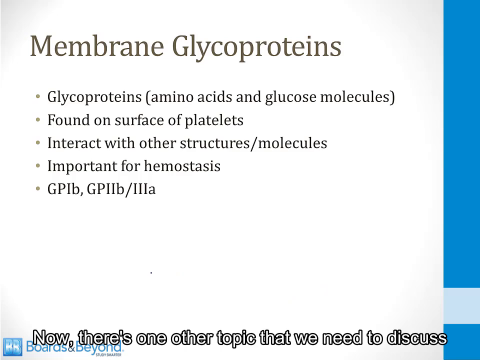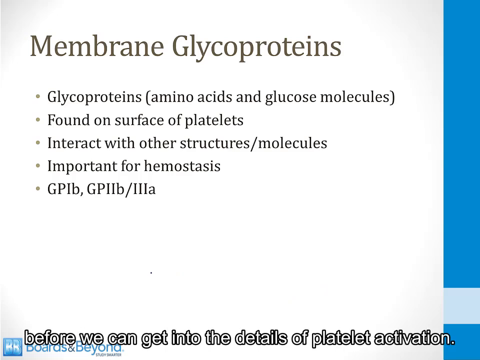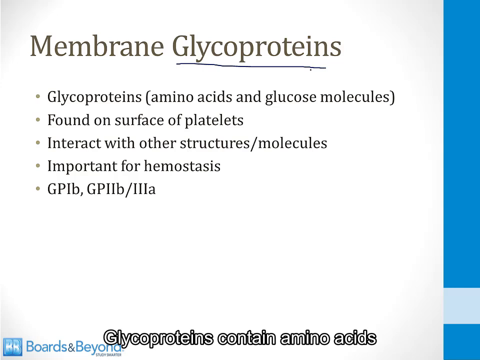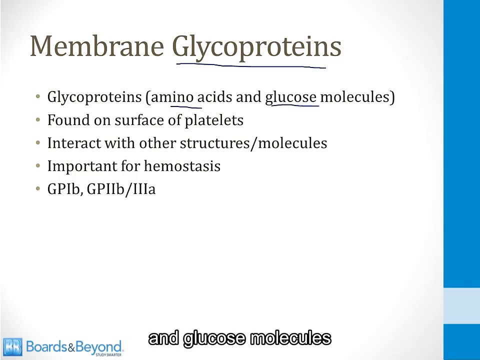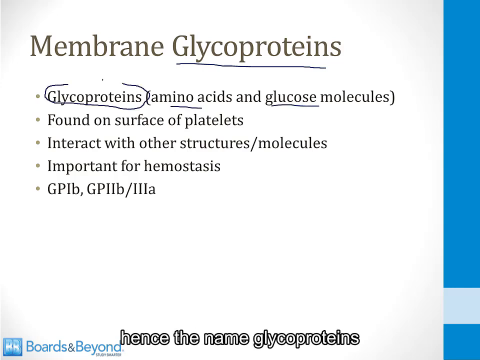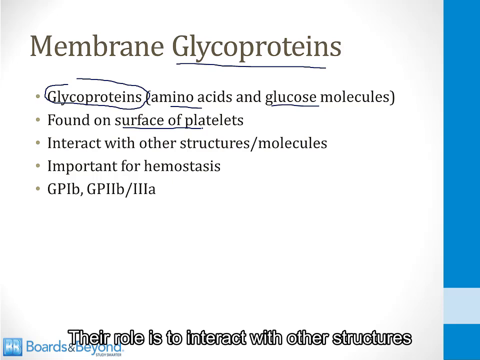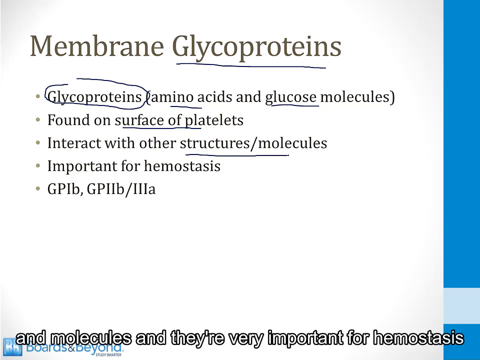Now, there's one other topic that we need to discuss before we can get into the details of platelet activation, and that is the topic of membrane glycoproteins. Glycoproteins contain amino acids and glucose molecules, hence the name glycoproteins, and many glycoproteins are found on the surface of platelets. Their role is to interact with other structures and molecules, and they're very important for hemostasis.